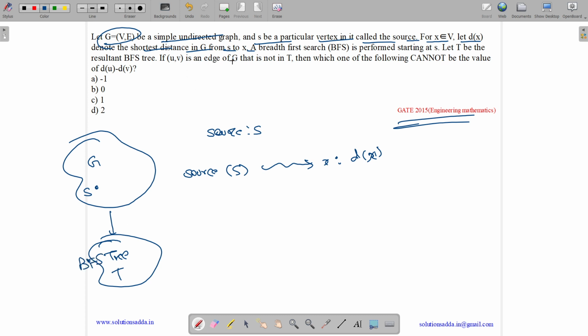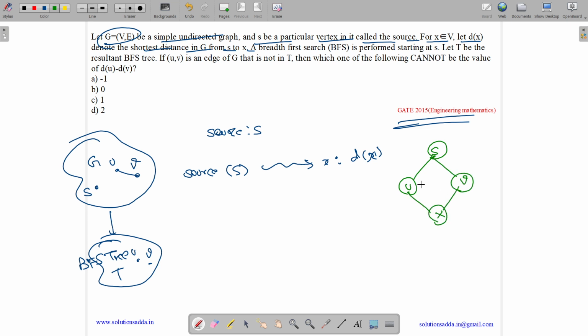If UV is an edge of G, if we have an edge UV in G that is not in T, which means U and V are not connected in T, then which of the following cannot be the value of du minus dv? Okay, so we can do this easily with the help of counter examples, or with the help of examples. So first let us consider a diagram like this: S, U, V, and X.